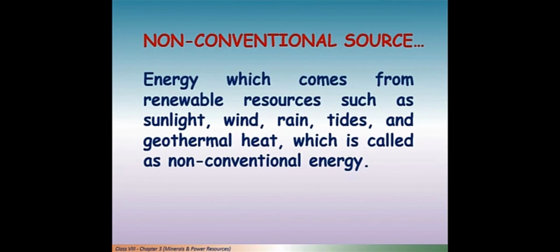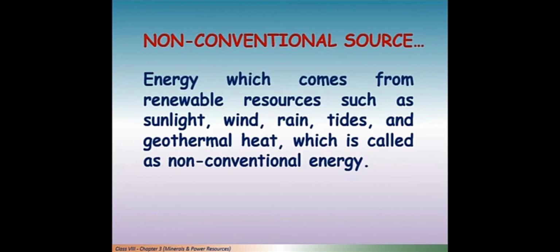Actually, if we need 100% of this, it means we are getting only 30%. So due to overconsumption and overuse, we want some other option. So we are going for non-conventional resources, which came into use very recently. For example, we are using renewable resources like sunlight, wind, rain, tides, and whatever we are getting naturally, we are converting this into a power resource, so it is called a non-conventional resource.